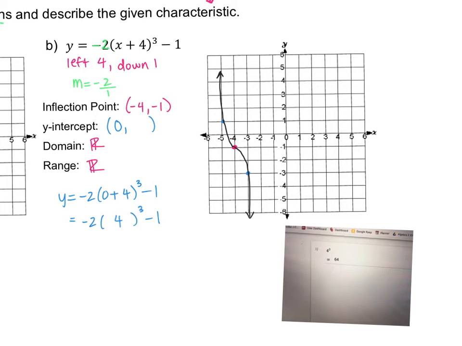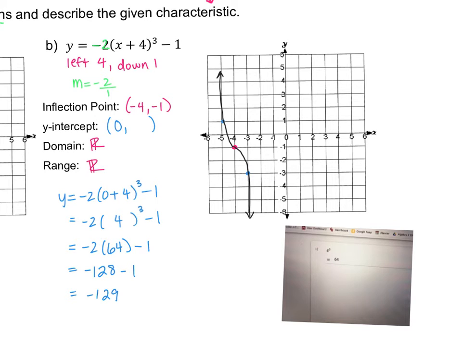So as I mentioned before, this 4 to the 3rd power is actually 64. So let's go ahead and replace that entire thing with 64. And the next thing I would have to do is multiply, because the order of operations says multiplication would be first before subtraction. So if I multiply -2 with 64, I get -128. And I'll bring down the -1. That's to the side. If I subtract 1 from it, that just ends up being -129.